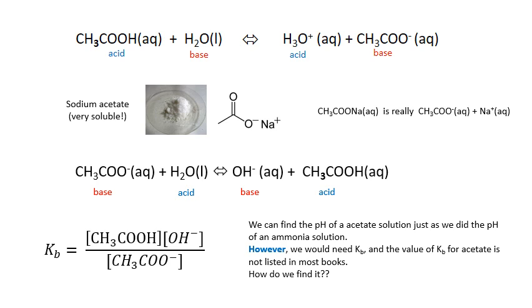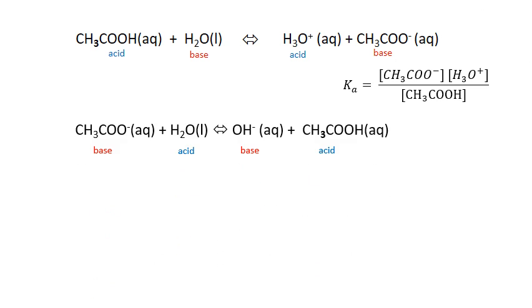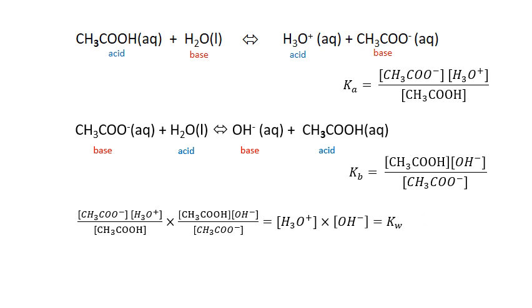We can find the pH of an acetate solution just in the same way as we did an ammonia solution. Same ice table, same everything. Okay. However, we need Kb, and the value of Kb is not listed in most books. Here's how you find it. First, acetic acid. Here's Ka, right? Now here's the base dissociation for acetate, and here's its Kb. What I want to show you is, look what happens when you multiply the two together.